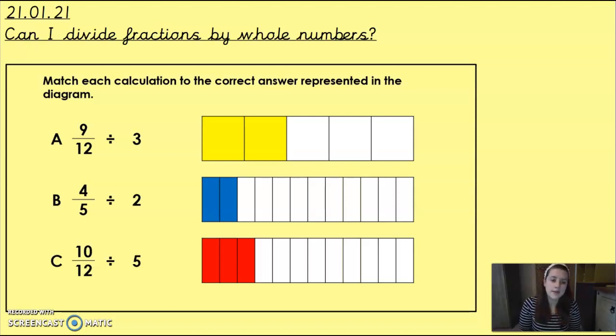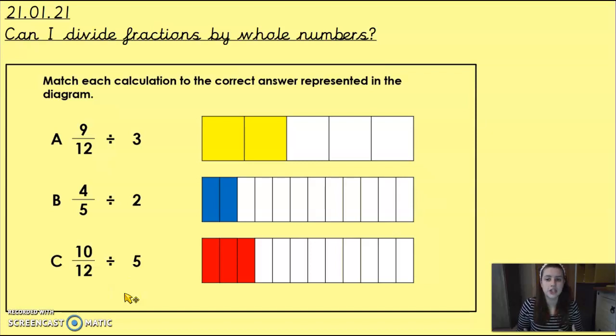So we are carrying on with what we did yesterday with dividing fractions by whole numbers. But yesterday we just practiced some basic calculation questions. Today we're going to look at them in a bit more detail, a bit more worded questions, some problem solving and things like that. So to get us started, there is a starter question on the screen.